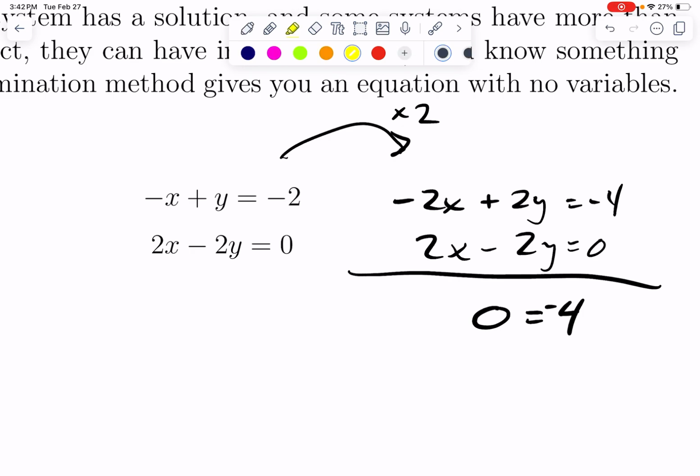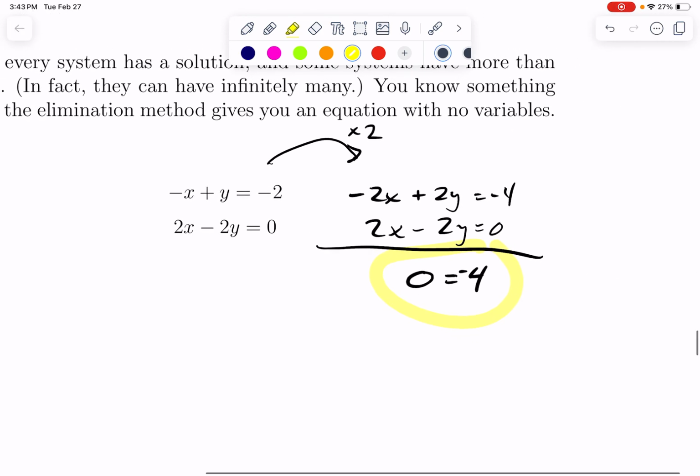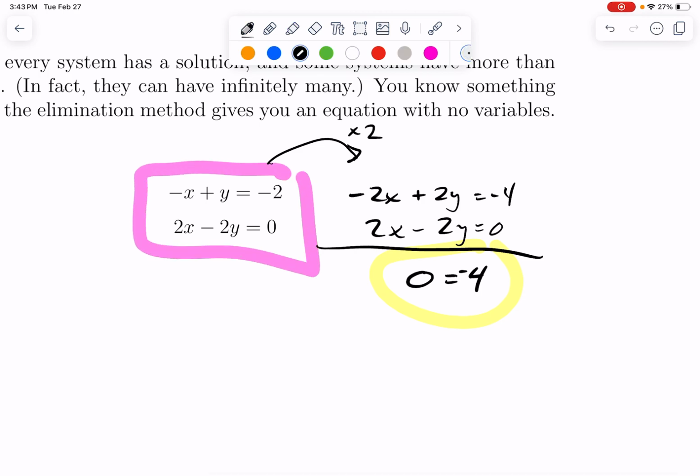This is impossible, right? We know that 0 and negative 4 are different numbers. What's happening here is it's saying the only way for this to be possible is if 0 is equal to negative 4, which clearly is impossible. So this has no solution. This is sometimes called an inconsistent system. And it is literally impossible for both equations to be true at the same time.